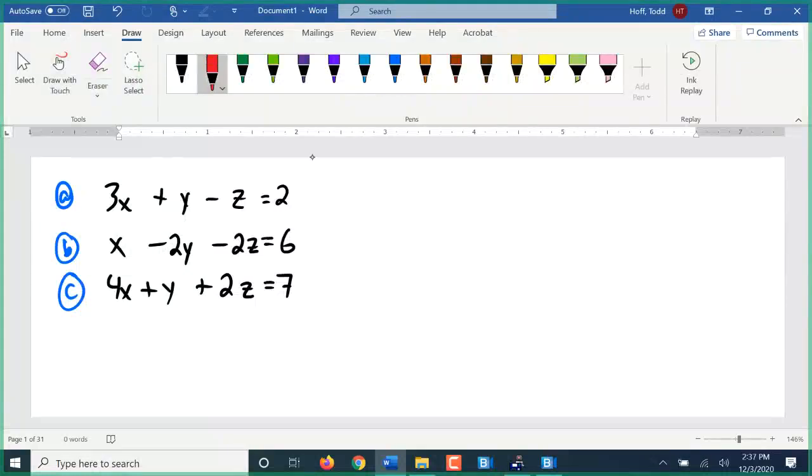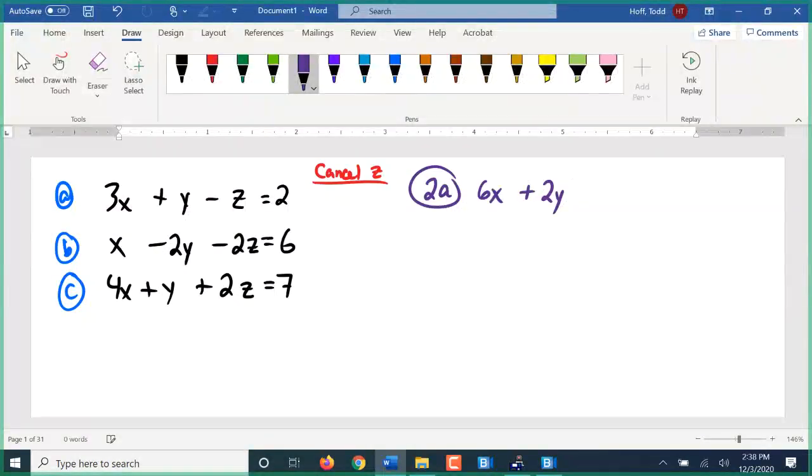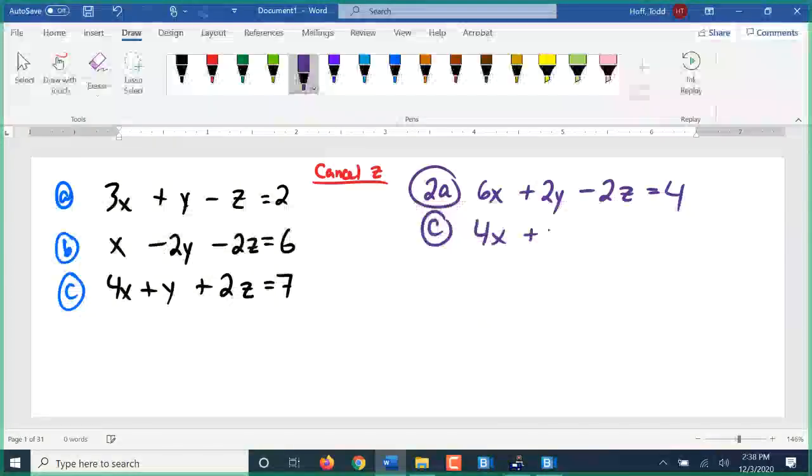I am going to choose to cancel z first, just because I kind of randomly chose it. So here's what I'm going to start off with: 2 times equation A. So 2 times 3x is 6x. 2 times y is 2y. 2 times negative z is a negative 2z. Equals 2 times 2 is 4. And I'm going to combine that with equation C, which is 4x plus y plus 2z equals 7.